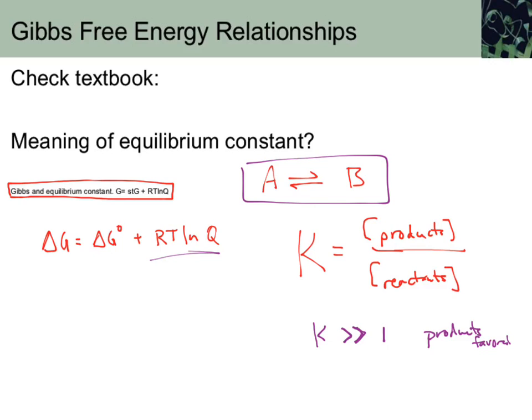Okay. What if I had a very tiny K? Very tiny means much smaller than 1. Notice I'm not saying negative, and we'll get again to that statement. What does it mean if I have a very small value? The reactants are favored.